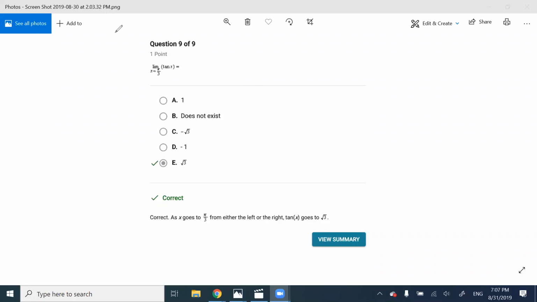Let's look at this question, okay? This question, they said you need to find out the limits. The printing is too small. I try to make it bigger, okay? So they're asking the limit as x approaches pi over 3 of tangent x equals whatever, right?